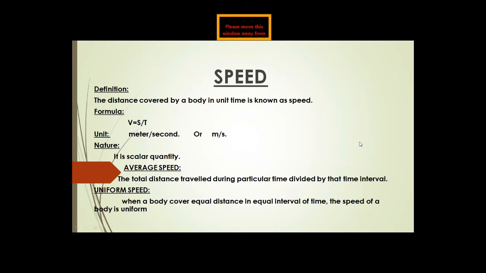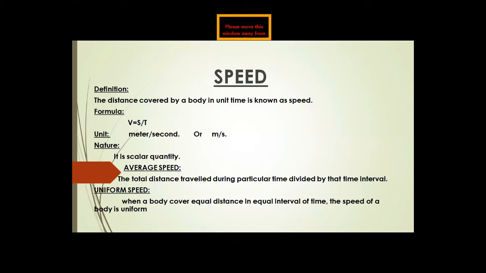Let's suppose we cover a 2 meter distance in 2 seconds, while another we have to cover 2 meter distance during 2 seconds, as well as we have covered 2 meter distance in 2 seconds. So you are observing that here the distance at the time is equal in all of the situations. So we can say that is said to be the uniform speed.